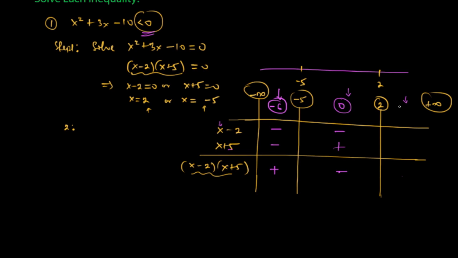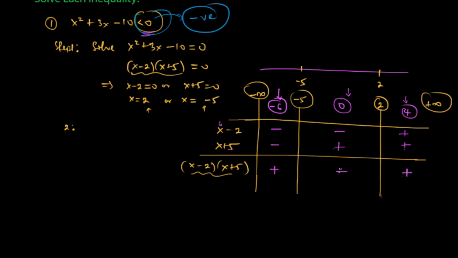But when you come here, you pick any number between 2 and infinity. So let's pick 4. When you substitute the value of 4 here, 4 minus 2 is 2, a positive number. 4 plus 5 is 9, also a positive number. And then positive times positive gives positive. That brings us to the question. The question says we should find the range of values of x for which this is less than 0, that is, for which we have a negative number.